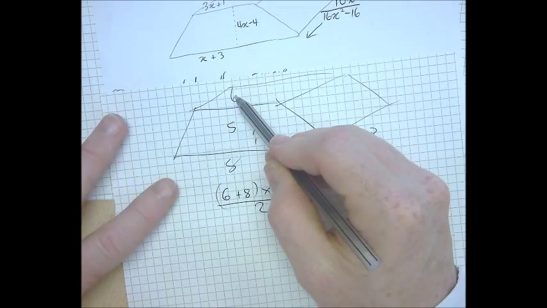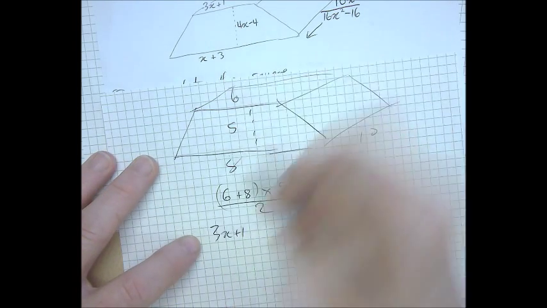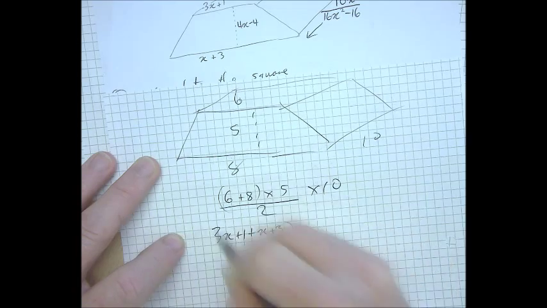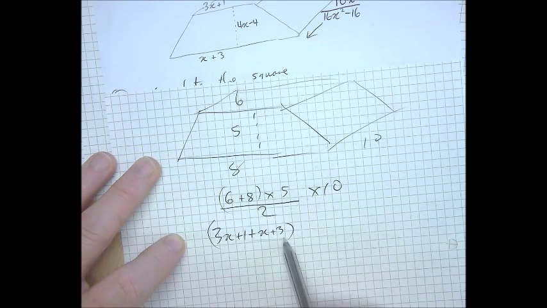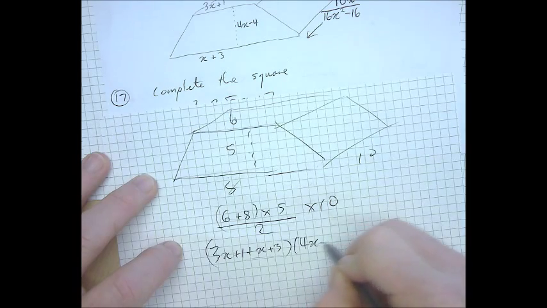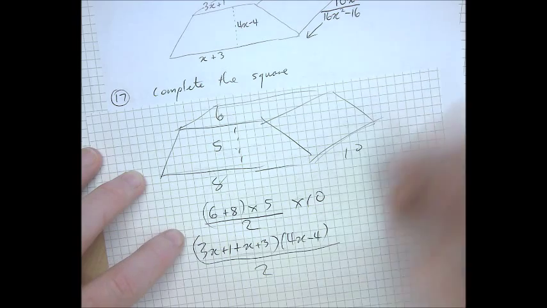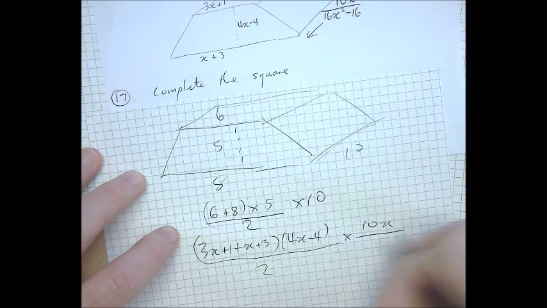What's playing the role of the 6? 3x plus 1. What's playing the role of the 8? x plus 3. So that bracket expression has become this. What's playing the role of the 5? 4x minus 4. There's still a 2 there because that's part of the method. What's playing the role of the 10? This expression here.